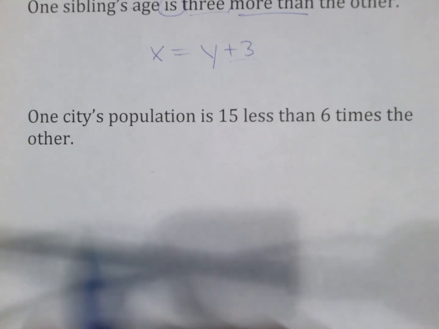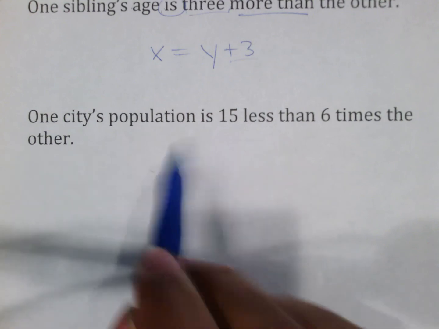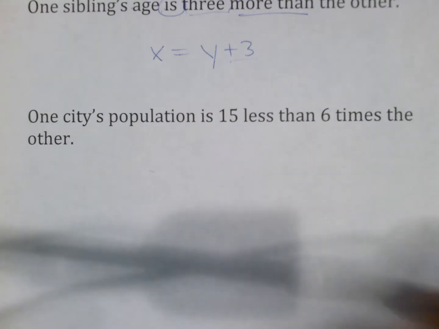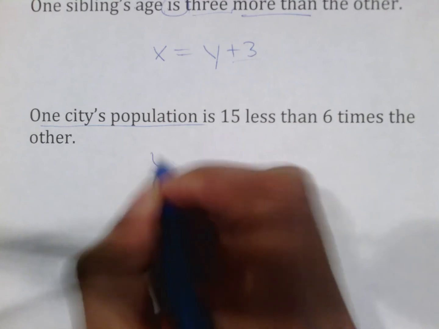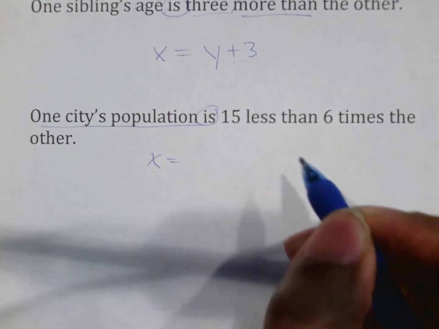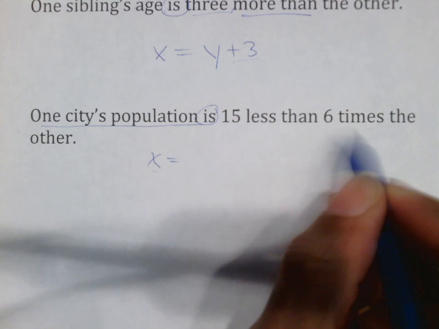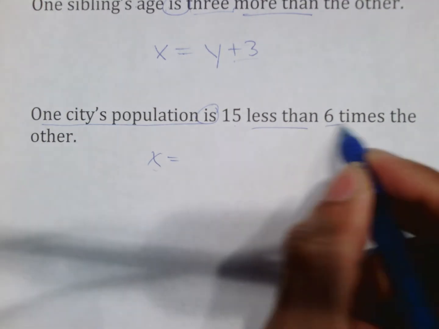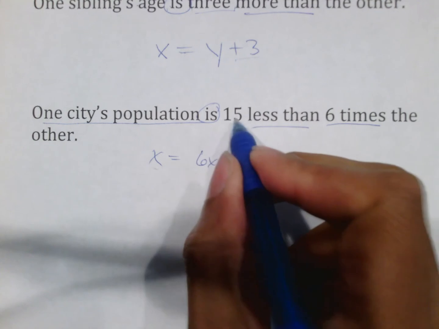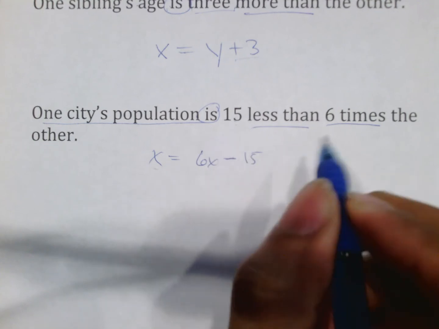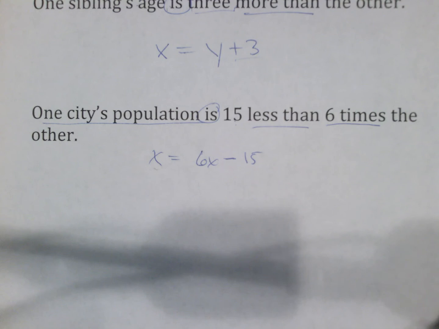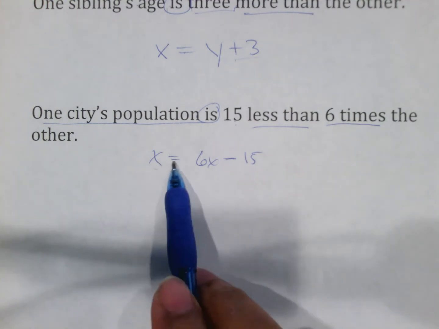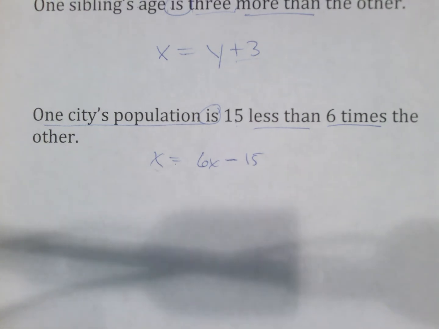The big one you're going to work with is the one like this, which is one city's population is 15 less than 6 times the other one. So one city's population, I'll put x, is again means equals 15 less than 6 times the other. Again, less than means put this number last, put that number first, and that's 6 times the other, so we'll put 6x, and less than means subtract your 15 from it. And that is how you're going to translate that. Remember, more than, less than means reverse the order of the numbers, and that is how we work that problem out.